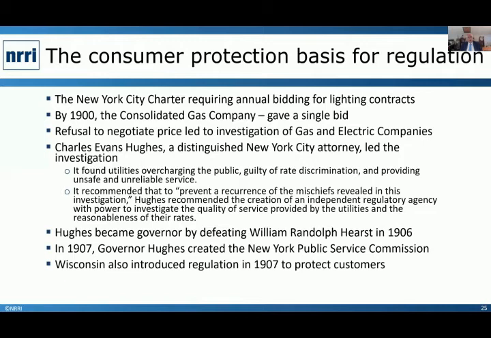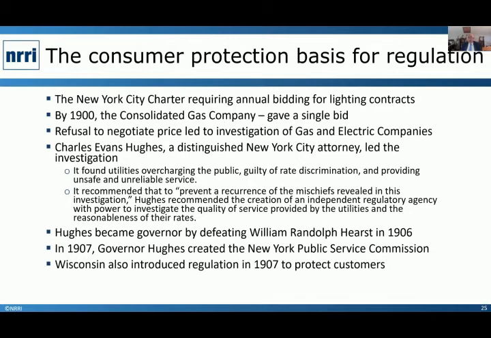Charles Evans Hughes, a distinguished New York City attorney, led the investigation, which found that the utilities overcharged the public, were guilty of rate discrimination, and provided unsafe and unreliable service. And what they proposed was an independent regulatory agency with power to investigate the quality of service provided by the utilities and the reasonableness of their rates.